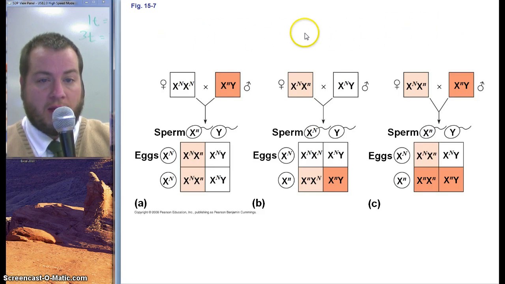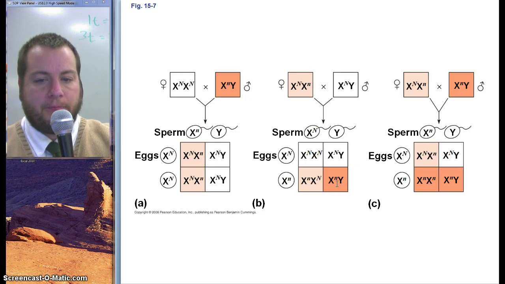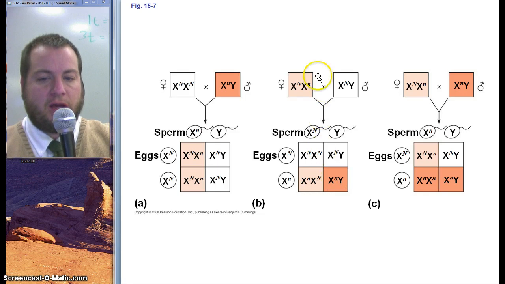Which one? It would be this one. If you chose this one, you are correct. His mother would be a carrier, and I am not colorblind. And so he has a 1 in 4 chance of being a colorblind male, a 25% chance of being a colorblind male.